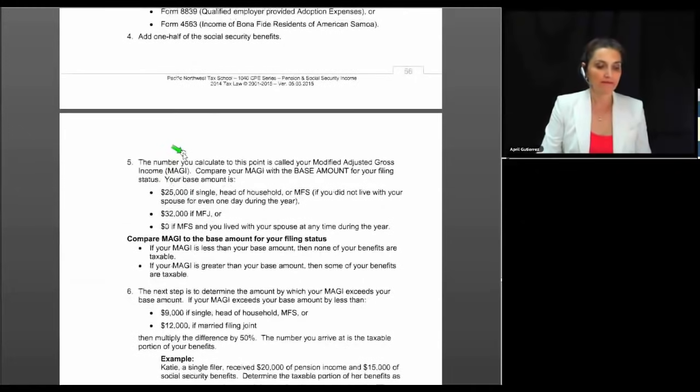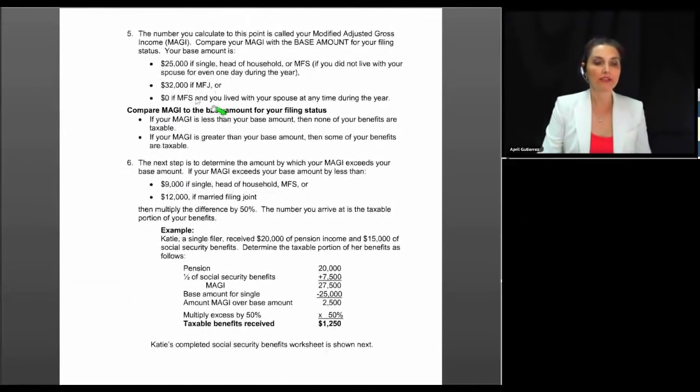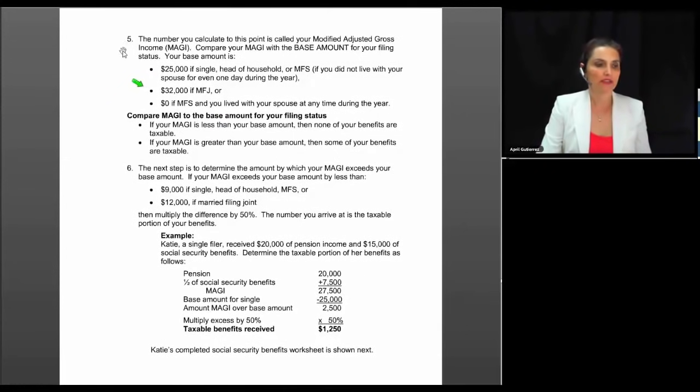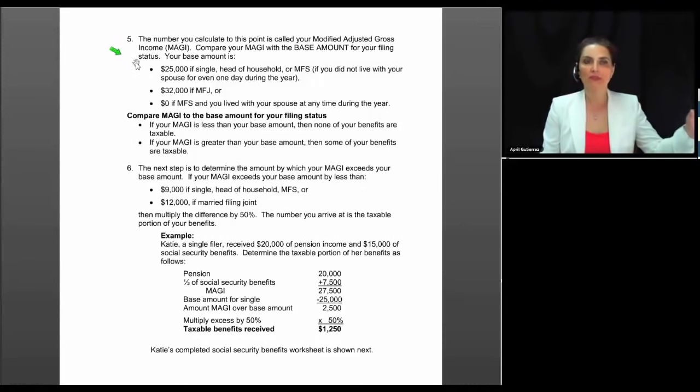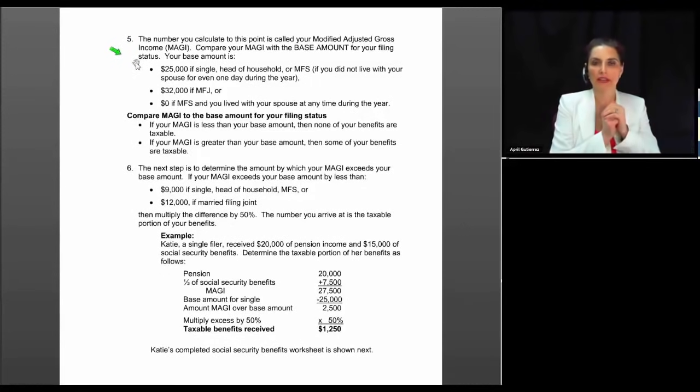You then compare that total that you get after adding in half your Social Security to your base amount and see what you get. So you're going to take half your Social Security benefits and all of your other income, and you're going to get a number. Is that number more than your base amount? If it is, subtract your base amount from the number. And whatever total you get, that's pretty much putting you at the end of stage 1.